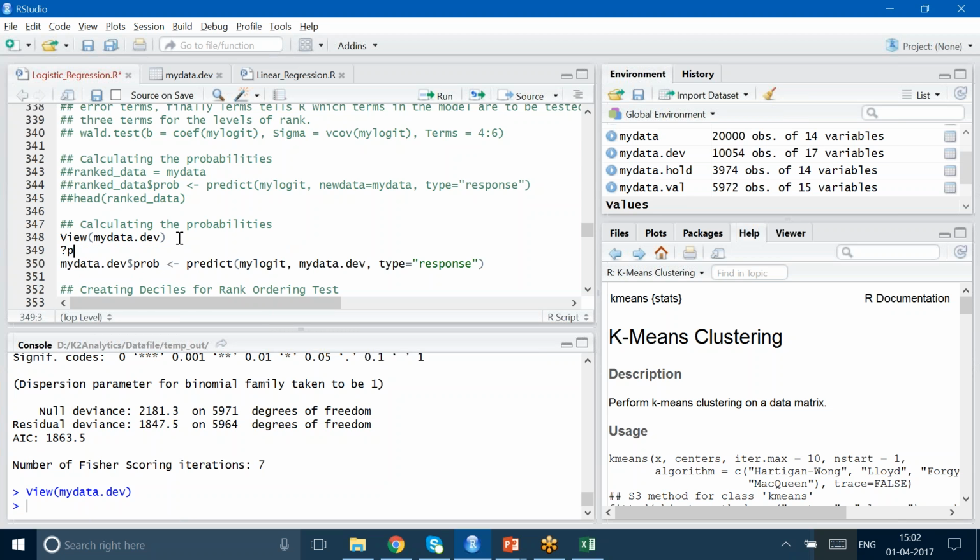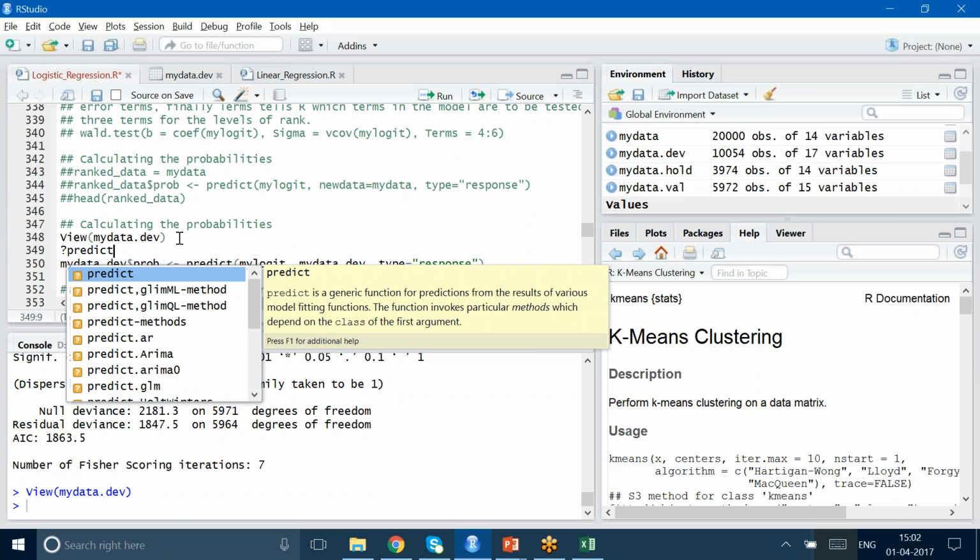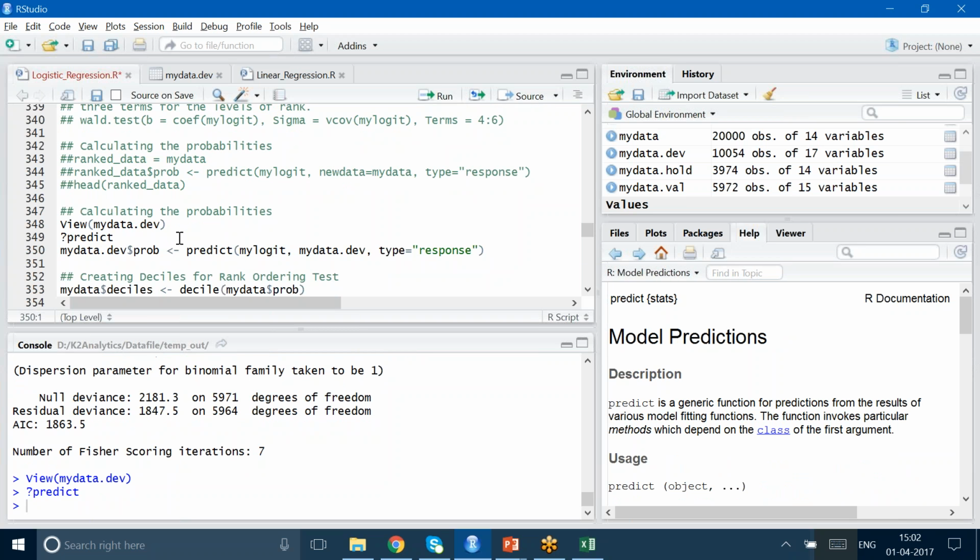What does the predict function do? It's a generic function which can be used for any type of model you build. The help says: predict is a generic function for predictions from the results of various model fitting functions. If you build a classification tree, which we are going to see in the upcoming session, or a random forest, which we are going to learn, it's a generic function. Any model you have, you pass that model. The entire equation of the model is in the model object, in this case MyLogit.